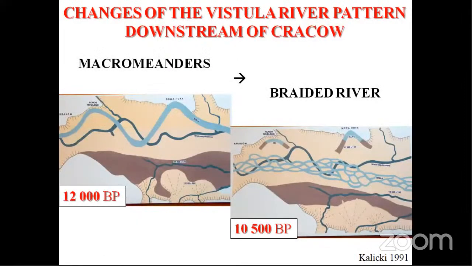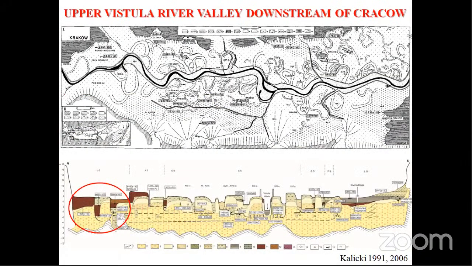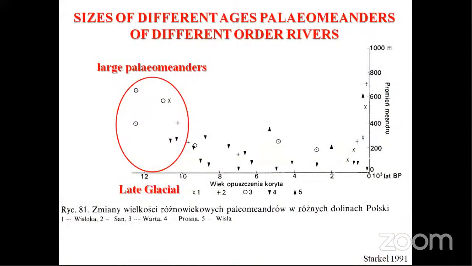For the Holocene, the Younger Dryas Vistula macromeanders were replaced by the braided river, and this transformation of the riverbed took place downstream of Krakow. All fields of Vistula macromeanders are located in one morphological level with Holocene alluvial bodies. A compilation of various results indicates that the largest sizes of meanders of different order rivers were in the late glacial.